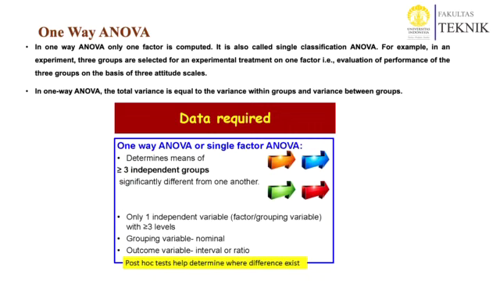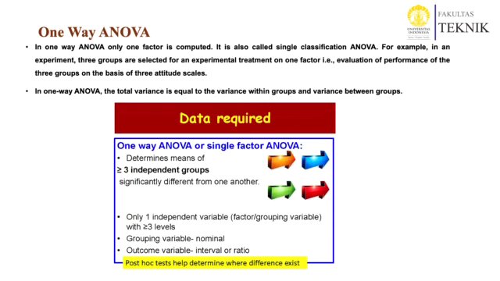Here, for example, three groups are selected for an experimental treatment on one factor. This one factor defines the evaluation of performance of three groups on the basis of three attitude scales. In this one-way ANOVA, the total variance is equal to the variance within groups plus the variance between groups.